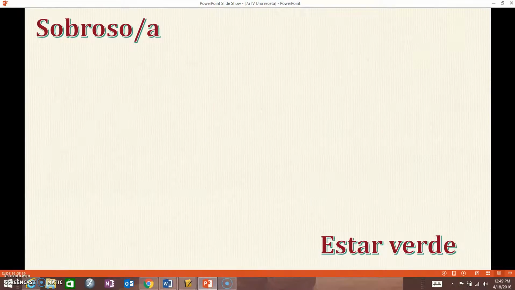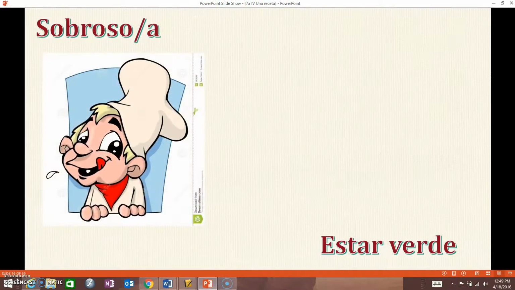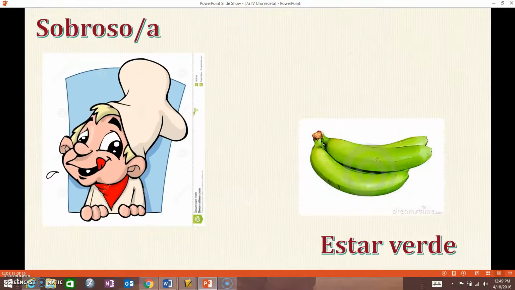Sabroso, it should be an A. Sabroso or sabrosa es como deliciosa or delicioso or rico, to be delicious. Estar verde. When you're talking about something being estar verde or being green, it's that it's not ripe. So you want to make sure that you use estar because it's a condition of the fruit. Los plátanos están verdes. The bananas are green, meaning they're not ripe.